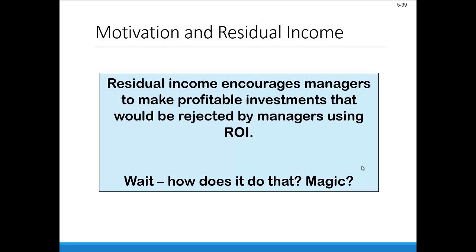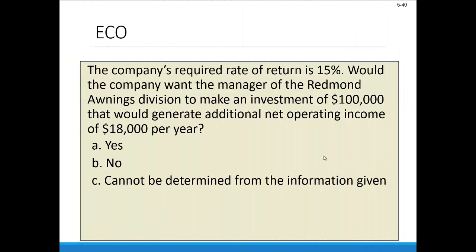Now, relative to ROI, residual income encourages managers to make profitable investments that would otherwise be rejected if those managers were being evaluated using ROI. And this isn't a magic process or anything like that. It's just about how we've incorporated this minimum required rate of return. So let's extend our earlier example with the manager who is going to turn down an investment opportunity to illustrate that.